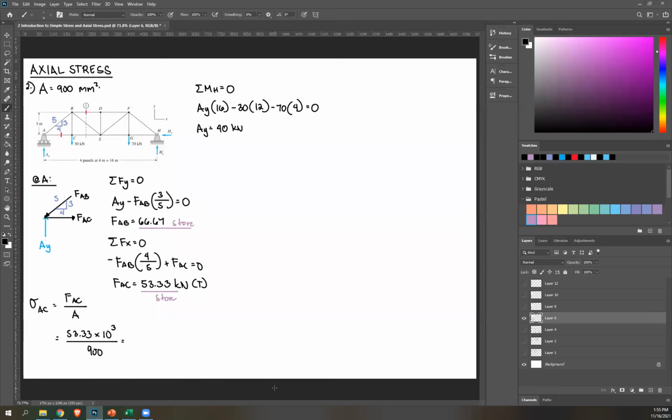Okay. So it's 59.26. The unit is not PSI, that's Newton, because this is now Newton per millimeter squared, or simply MPa. So 59.26 MPa. And don't forget to include compression or tension. It's going to follow your force. So, tension. So that's stress in AC. Now let's move on to the other part, stress in BD.